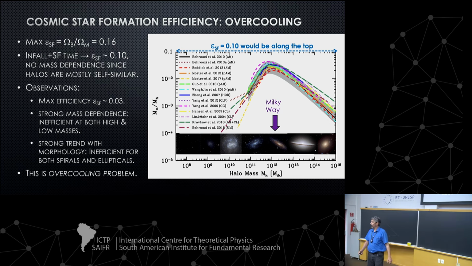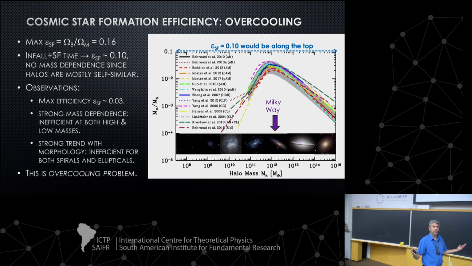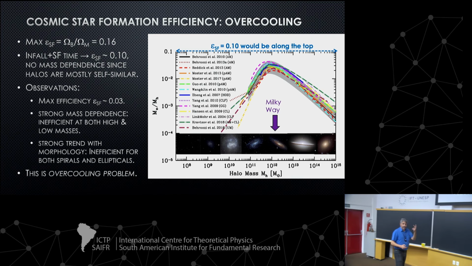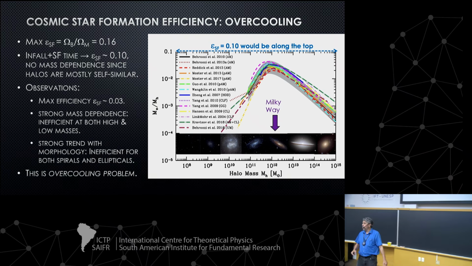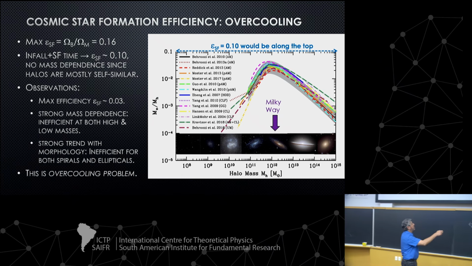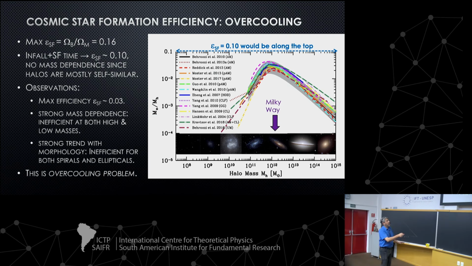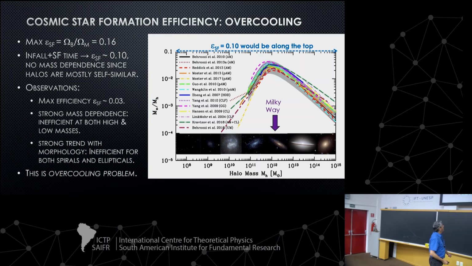So this shows you the overcooling problem. This is way above all of this. So what's this? This is essentially empirical determinations of this relation from observed galaxies. So this is a very bad match. There are two things about this. One is that the peak efficiency here, instead of being 10%, is only about 3%. But even worse than that, there's a very strong mass dependence. There's a peak that happens to be pretty close to the Milky Way, not coincidentally, actually. But then it's very much less efficient at low masses and also less efficient at high masses. So clearly this simple model is way off base. There's at least one extra ingredient that we need.